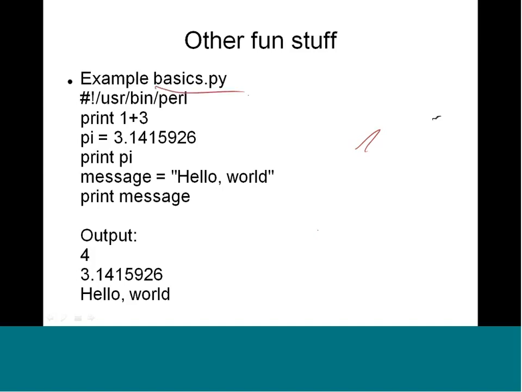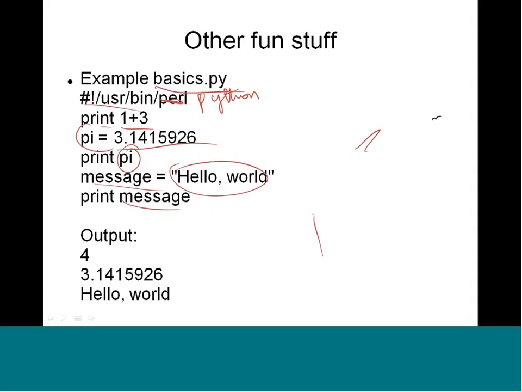So here we have another example, the basics of Python. So we specify the header, actually this should be #!/usr/bin/python. Then we say print 1 plus 3, and we say something like pi is 3.1415926, and we just say print pi. We can also make a message, and the message is a string, hello world, and then we can put print message.